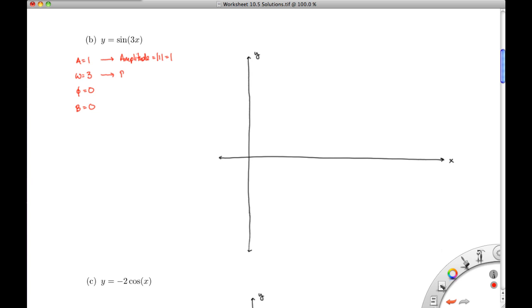Now the period is what's going to change here. The normal period for sine is 2 pi, and we're going to divide that by omega, which is 3, so our period is now going to be 2 pi over 3. At this point I'm just going to abbreviate this PS. Our phase shift is none, and our vertical shift, which I'll abbreviate VS, is none here either.